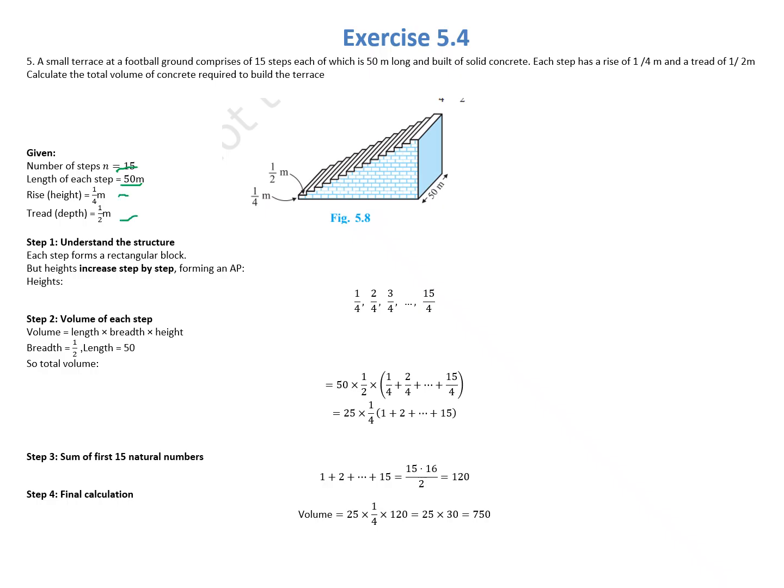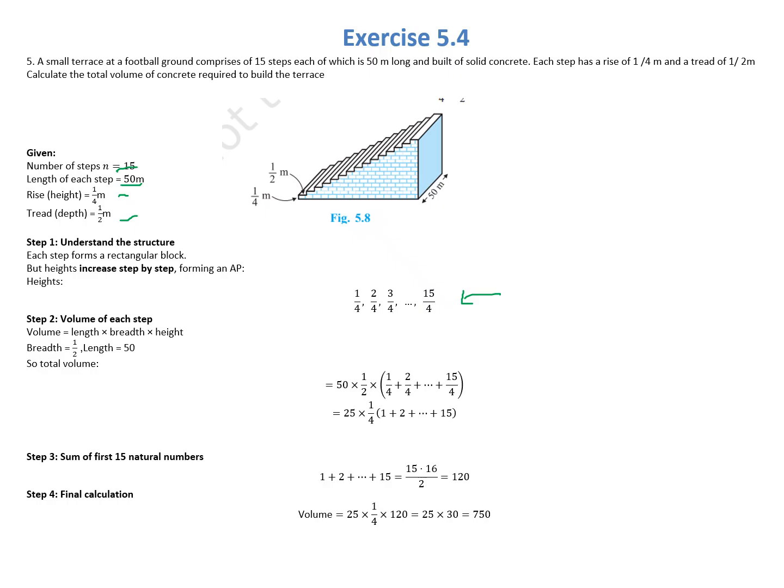Now the height is going to increase by 1 by 4 meter with every step. So it is 1 by 4 for this, 2 by 4, 3 by 4. Likewise, the total height will increase till 15 by 4, because this is the total number of steps that we have. 15 steps are there.